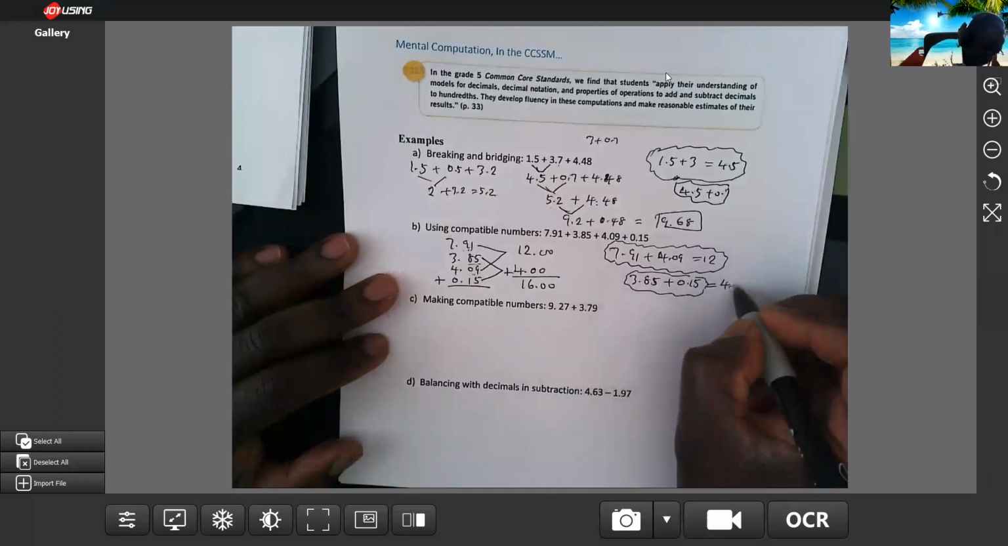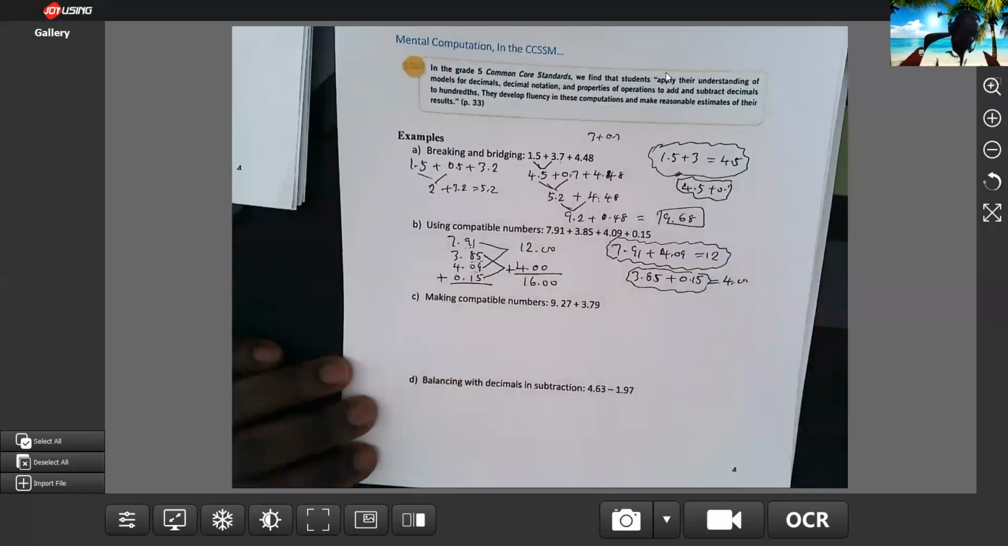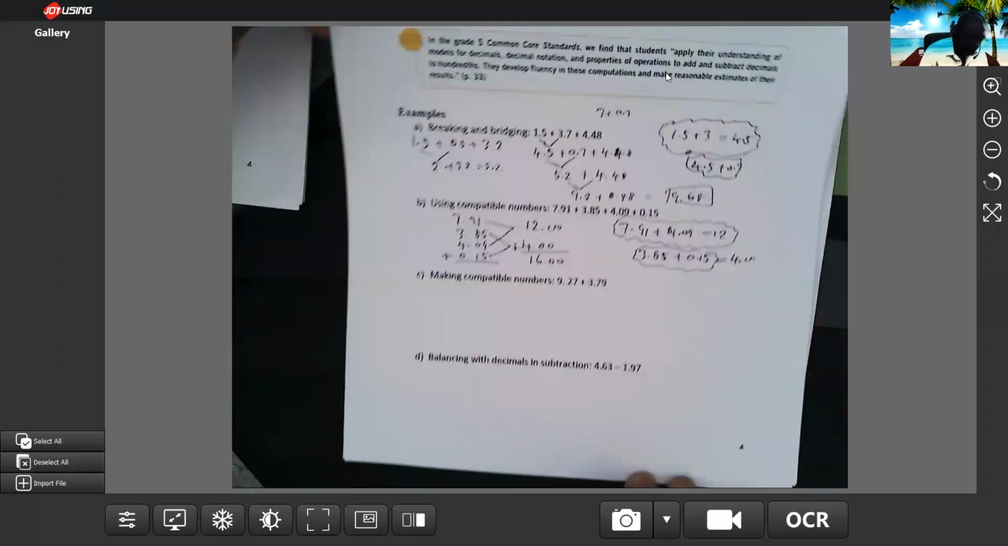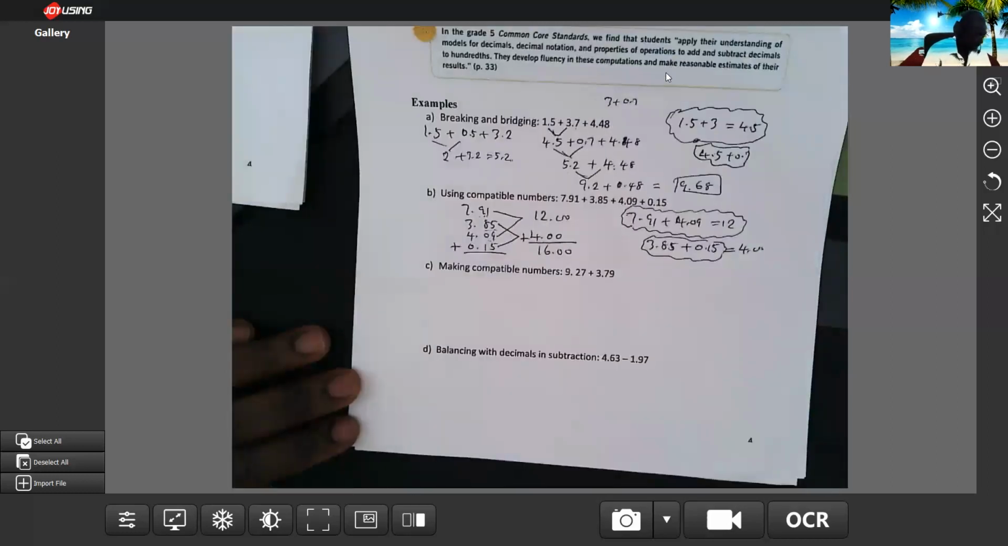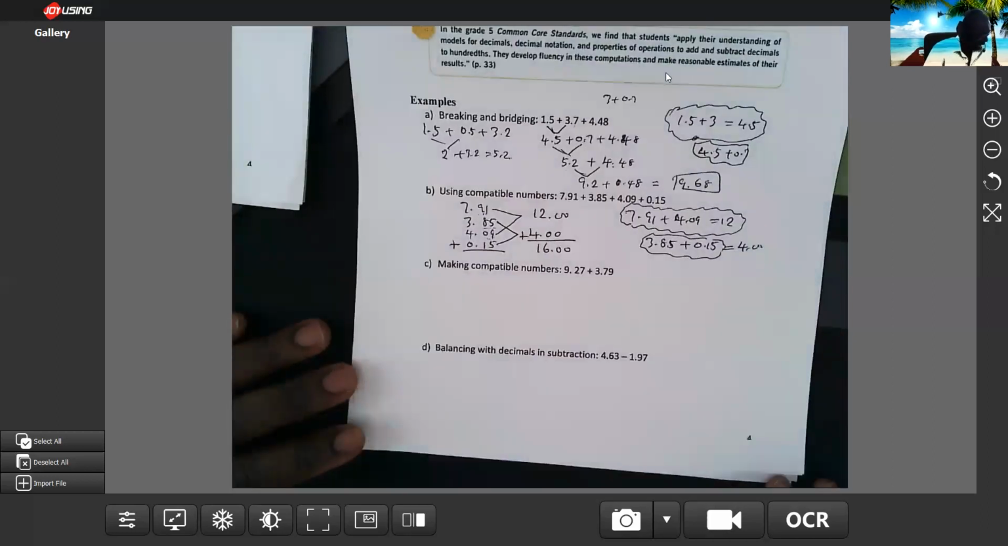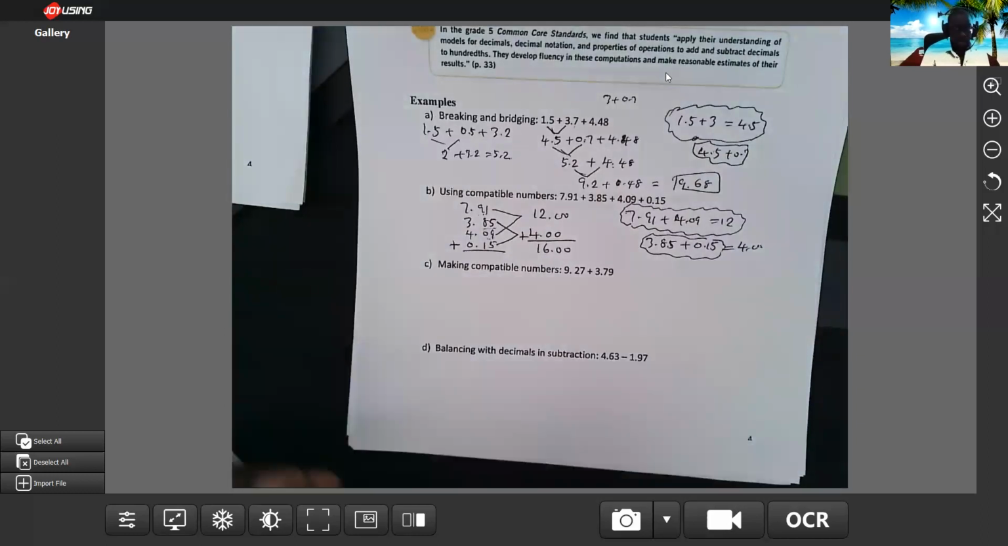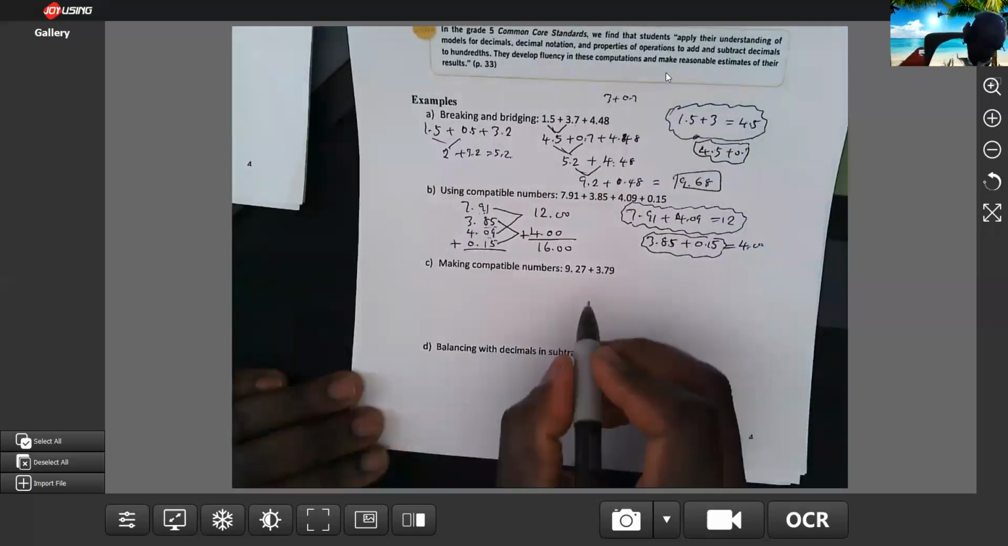Equal to 4. And then you add them, you get 16. Okay. And then we also have making compatible numbers. Here you're making a compatible number. You are trying to get 100 or get a whole number.